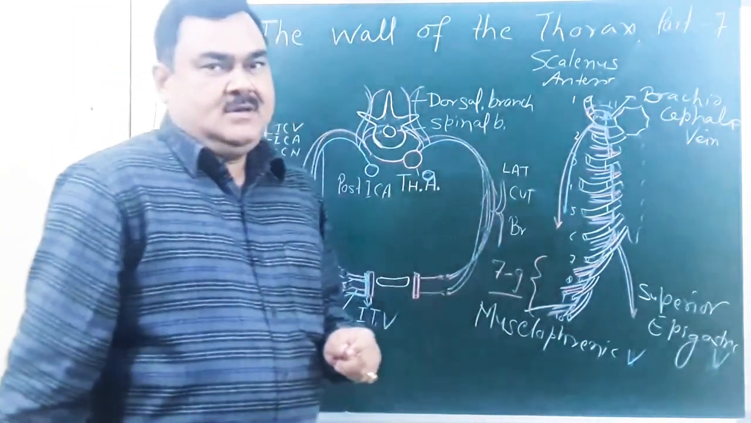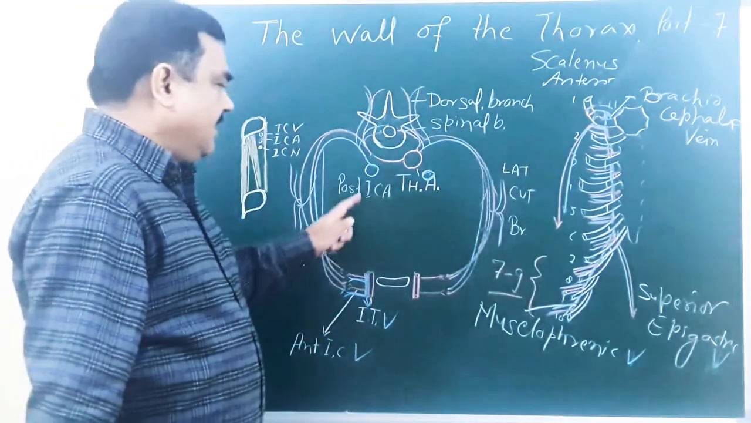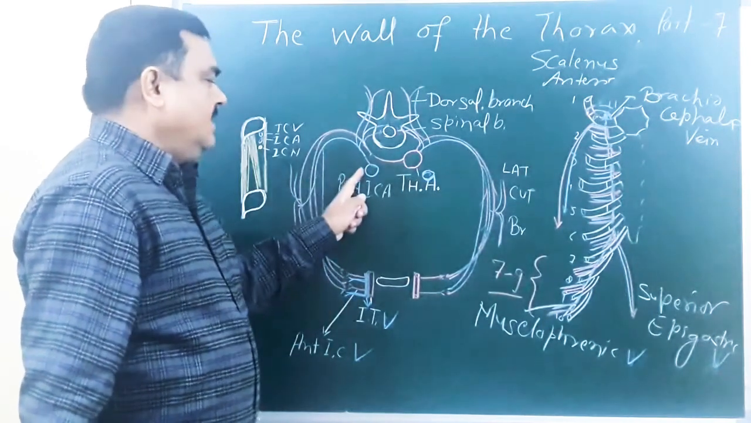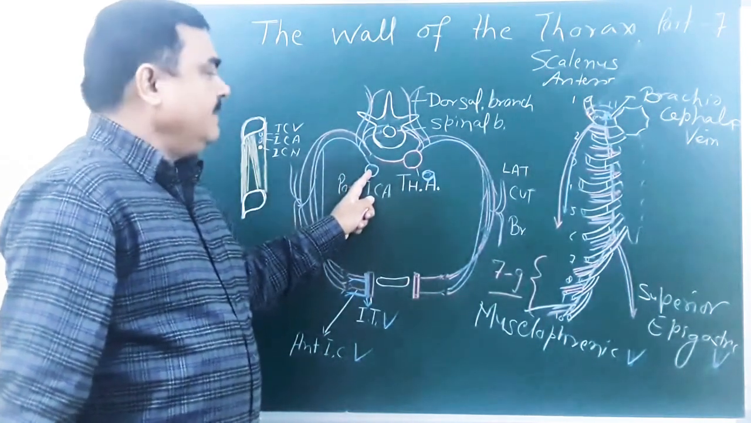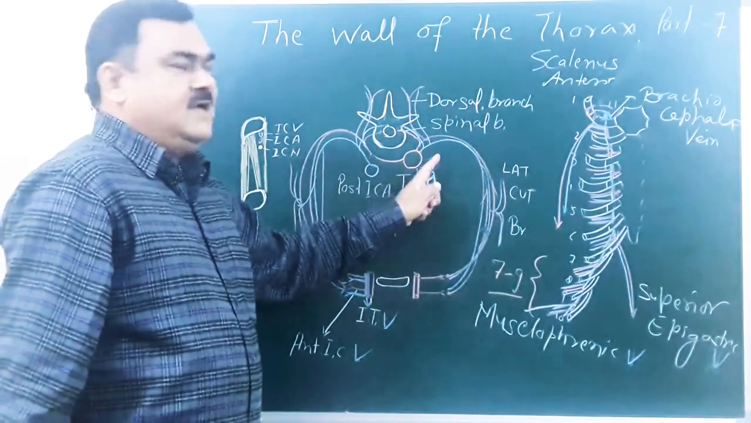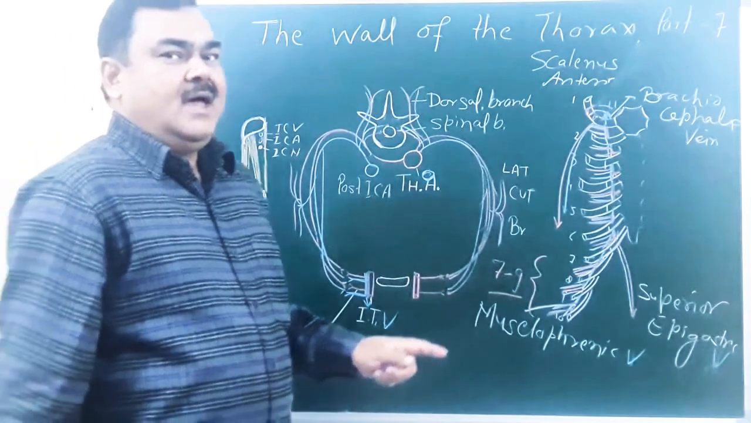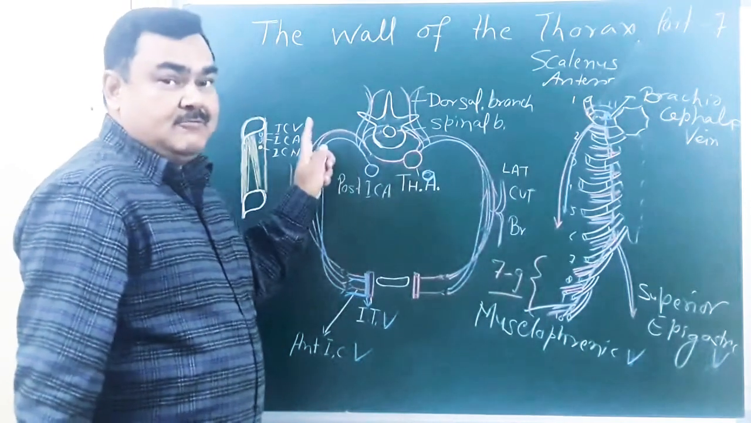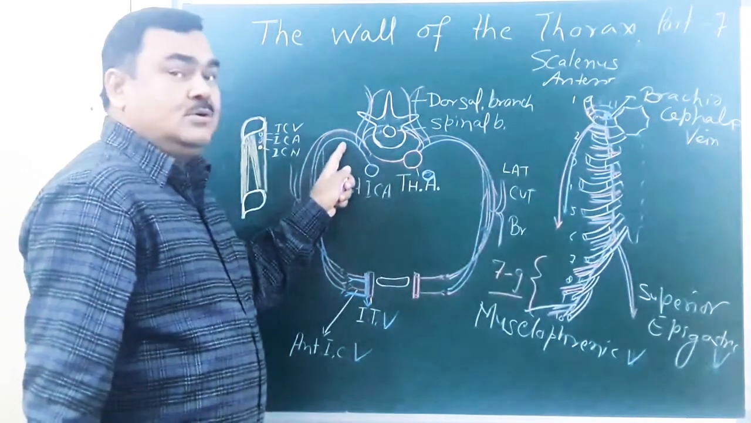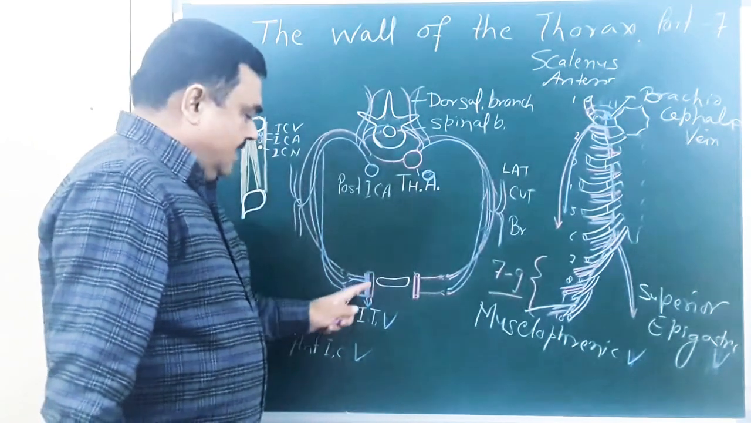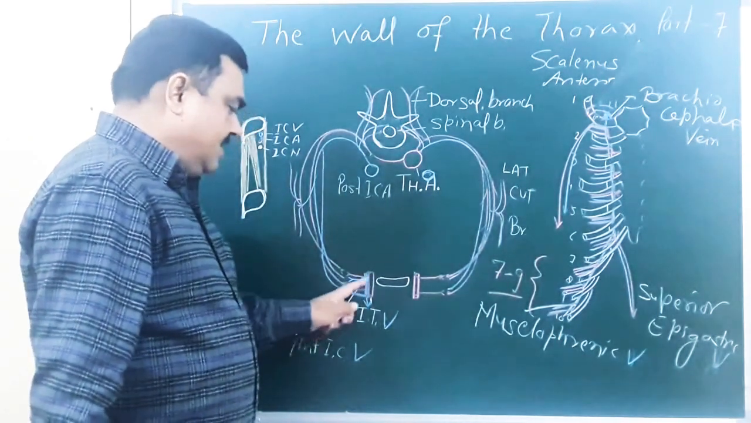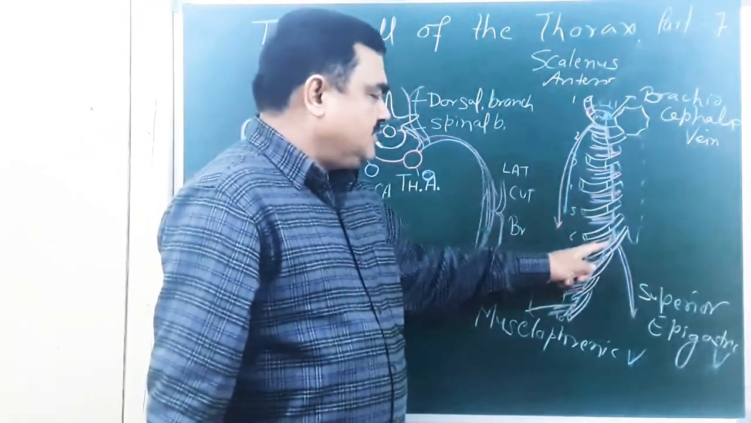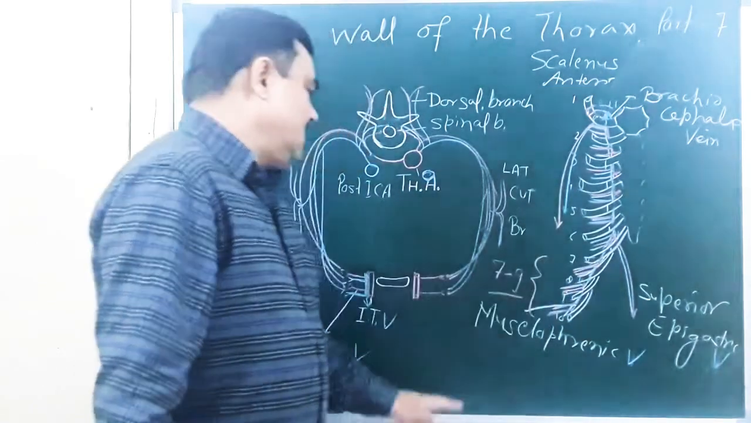thoracic wall. Each intercostal space is drained by posterior intercostal vein and anterior intercostal vein. Posterior intercostal vein on right side drains into azygos vein mostly, and on left side it drains into hemiazygos and accessory hemiazygos vein. And in upper part it drains into brachiocephalic vein. Here also the first intercostal space drains into brachiocephalic vein on right side. And this is anterior intercostal vein, which drains into the internal thoracic vein in upper 6 intercostal spaces, and in 7th to 9th into musculophrenic vein.